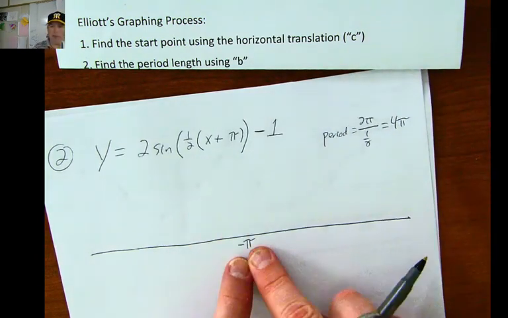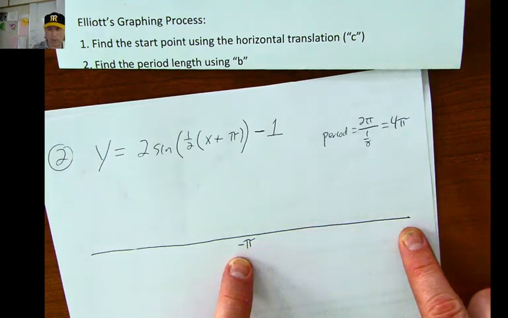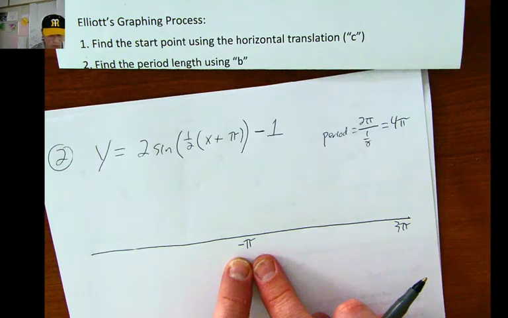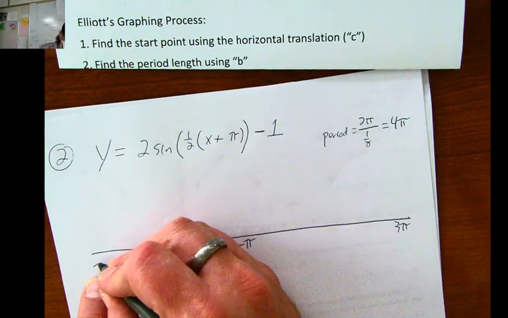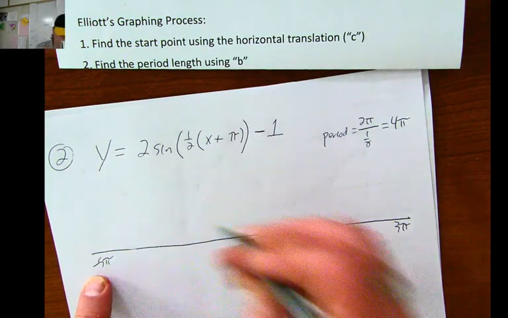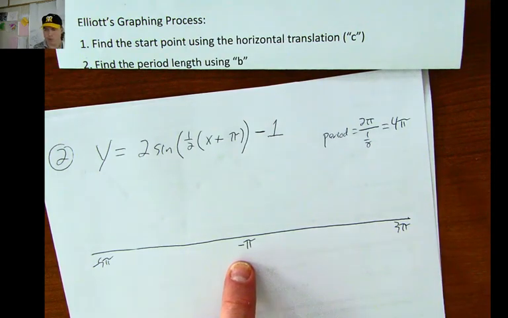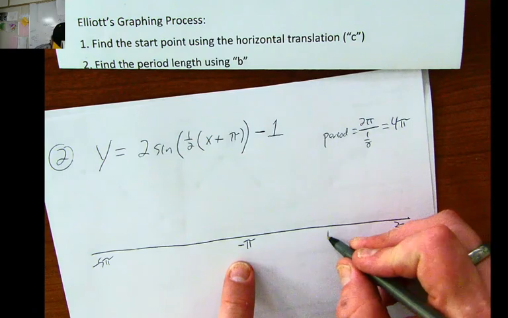So if I'm at negative pi and I stretch a distance of 4 pi to get to the end of the cycle, that would be 3 pi. If I stretched 4 pi in the other direction, that would be negative 5 pi. Oh, I like how this one's going to work out. Negative pi plus 3 pi, that adds up to 2 pi. You divide that by 2, you get pi.